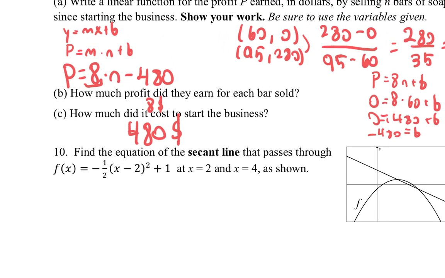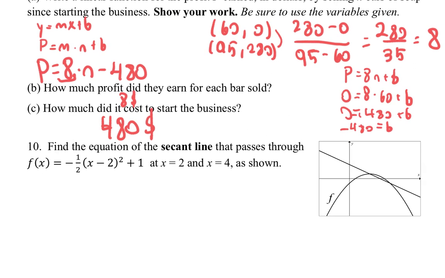Finally, find the equation of the secant line that passes through f of x equals negative 1/2 times x minus 2 squared plus 1 at x equals 2 and x equals 4. So we're trying to find the equation of the secant line, right? So we find the equation of this line. And what do we know? We know that at two different spots, x equals 2, x equals 4, it'll intersect this.